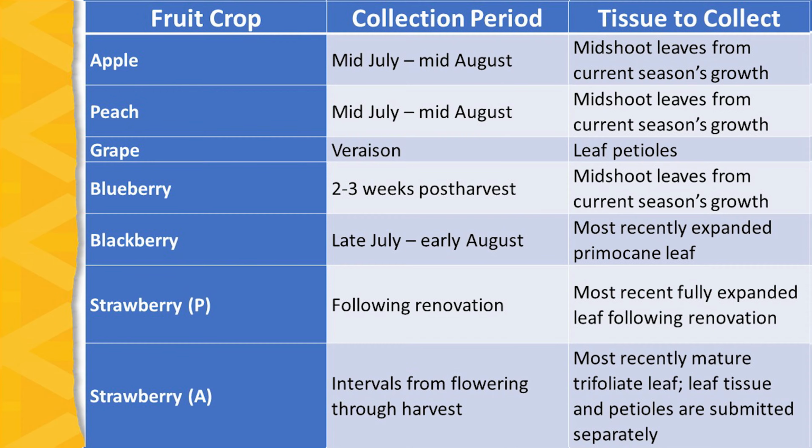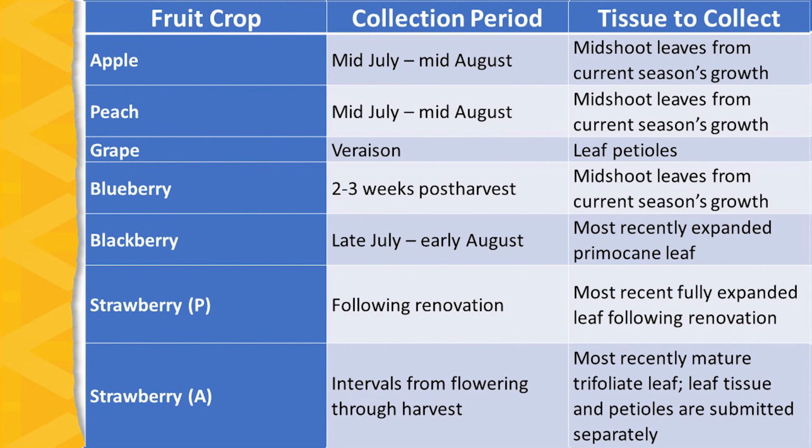Looking at apples and peaches, tissue samples are collected from mid-July to mid-August, and mid-shoot leaves from current season's growth is the type of tissue that is sampled. With grapes, veraison is the common time that tests are collected, and leaf petioles are the tissue of interest. Occasionally, tests are also run from samples collected earlier in the growing season, again of leaf petioles.